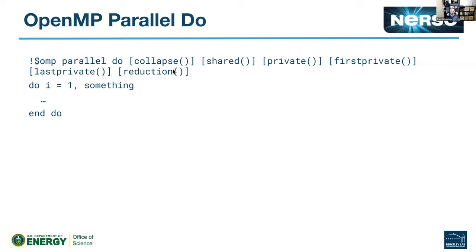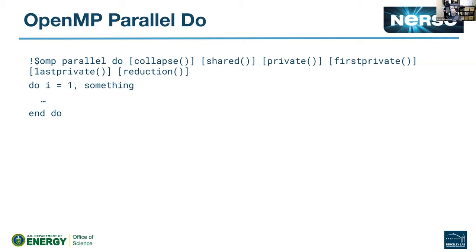And then there's a whole bunch of extra clauses. Collapse allows you to have regular do loops that function like we just saw with do concurrent. So I've got do i equals, do j equals, do k equals. I can say, I want you to put those things together. You can write regular old Fortran do loops, and then OpenMP knows how to put those together, just like we were able to specify with do concurrent.